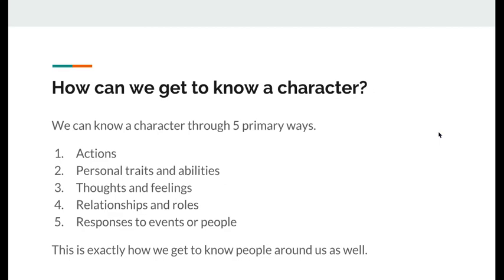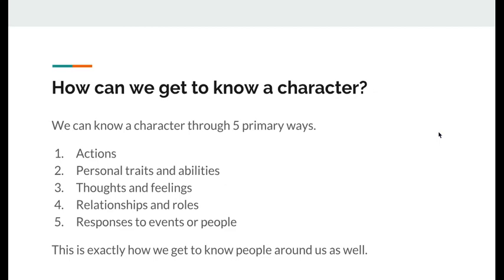And if you have noticed, this is exactly how we get to know people around us. We get to know people through their actions. You might think something of a person if they act in a certain way. That person is kind in the way they went up and treated that new student. Or their personal traits and abilities. You might say that person is athletic because you see them running.